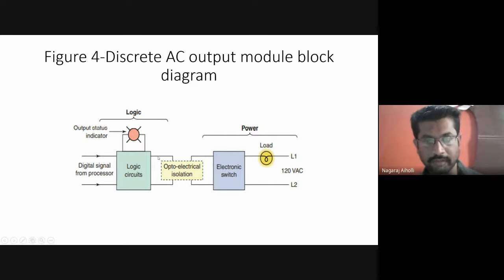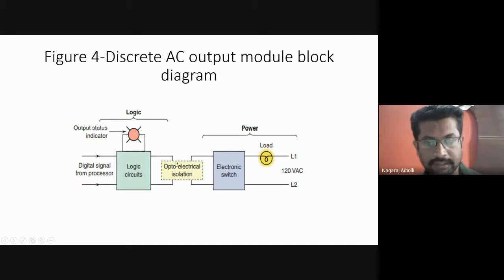When this LED turns on, it means that we are applying the signal from the processor, because the processor will process the input status, and based on the PLC program that has been written, it is going to provide some output, correct, and that output is going to control this logic circuit, and the status LED turns on.